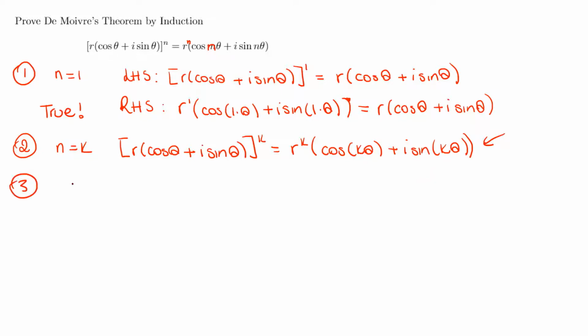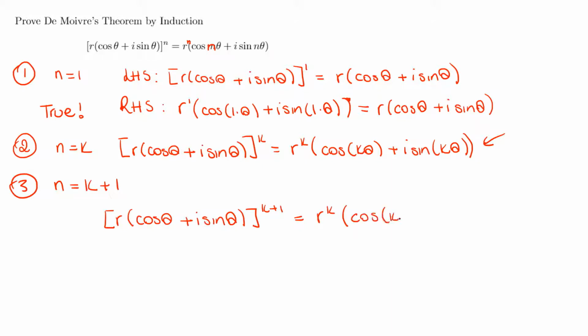Our next step in our proof by induction is to plug in n is equal to k plus 1. So everywhere I see an n now, I'm going to plug in k plus 1. And if we do that, we're going to get r cos of theta plus i sine of theta, all that to the power of k plus 1. And that's going to be equal to r to the power of k plus 1, multiplied by cos k plus 1 theta plus i sine k plus 1 theta.